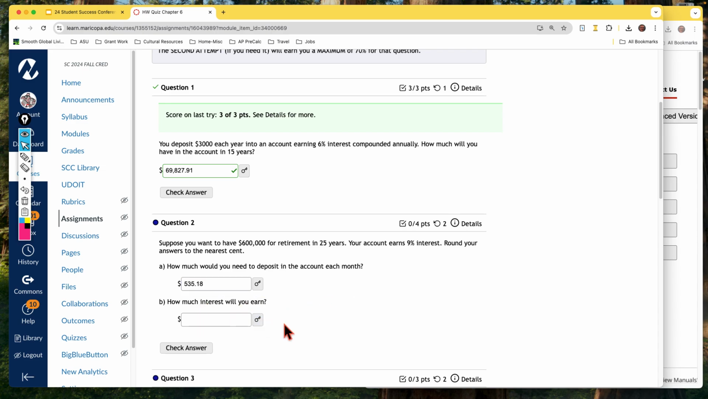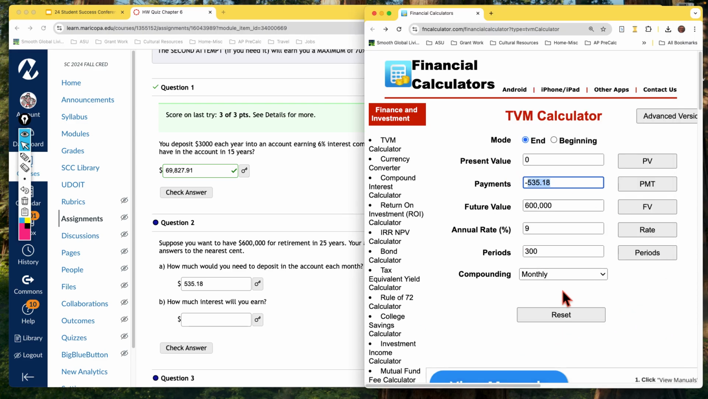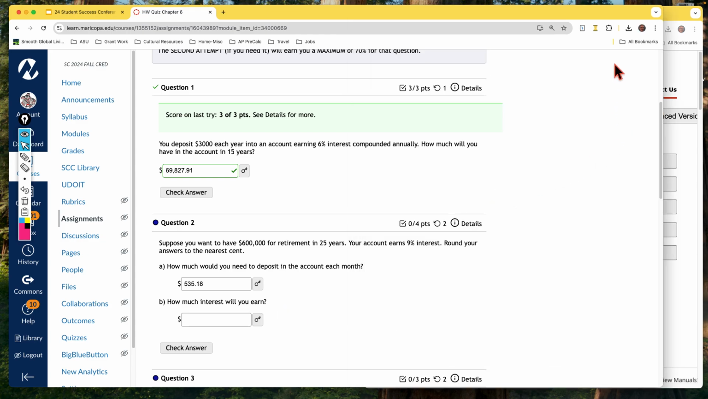How much interest will you earn? Now remember, we can't go back to this calculator, it does not tell us anything about the amount of interest. However, we can calculate how much money we put into the account, right? We can do that right here.